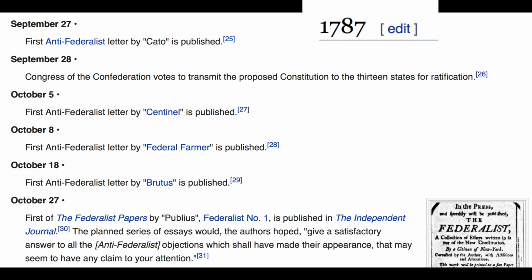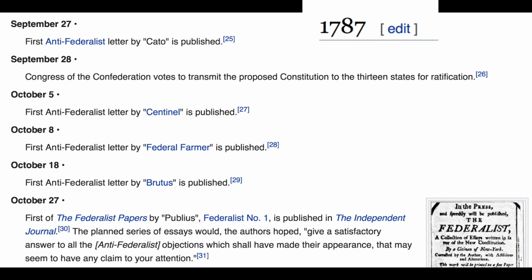An anti-federalist paper came out on September 27th. Another came out on October 5th. Another came out October 8th. Another came out October 18th. You had a whole series of anti-federalist papers. Then finally, a whole month later, remember the first one on September 27th, a whole month later, the sophists finally managed to put together their first paper. And here's what it says.